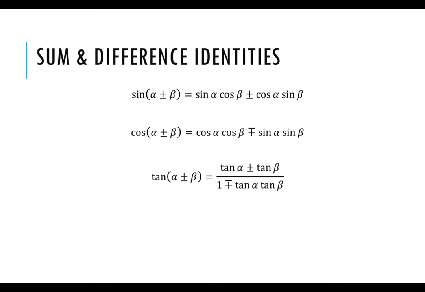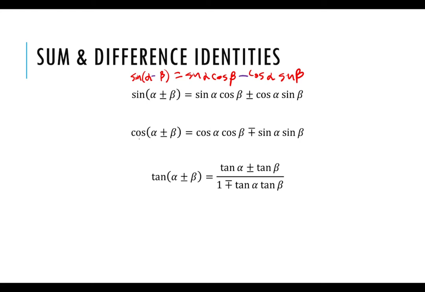Now, just to make sure you're okay with what we're reading, for each one of these, notice that I have a plus and a minus. Specifically, if I have sine of alpha plus beta, that's going to be equal to sine of alpha times cosine of beta plus cosine of alpha times sine of beta. Similarly, if you were to change the sign and had alpha minus beta, then that would just become minus.